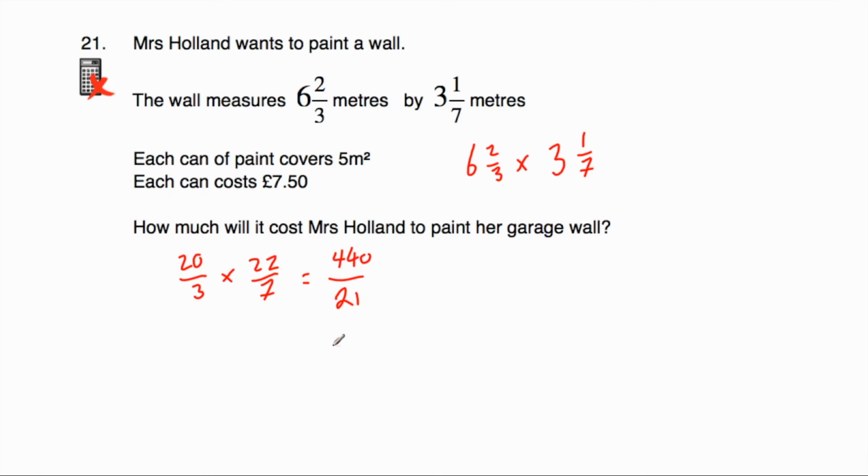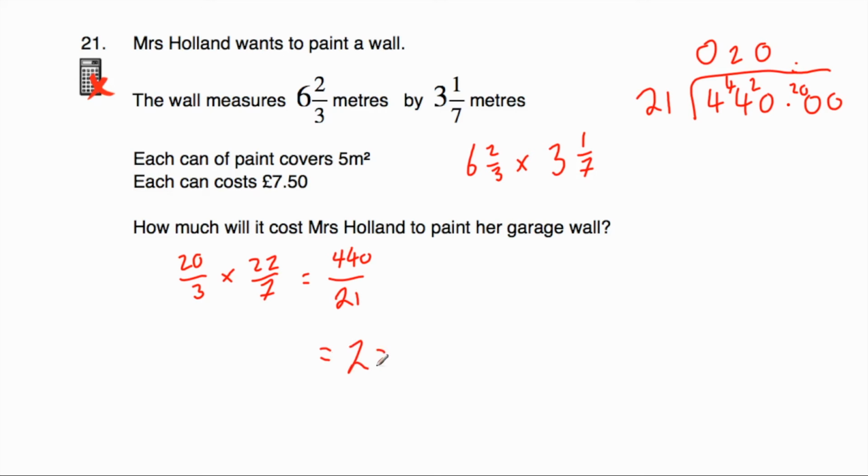Now we want to change this into a mixed number, so we want to see how many 21s go into 440. So let's do that. 440 divided by 21. So 21 into 4 doesn't go, remainder 4. We've then got 21 into 44. Well, 21 into 44 goes twice, remainder 2. 21 into 20 doesn't go, so that's 0, remainder 20, and so on. So we can see that 20 21s go into 440, and we've got a remainder of 20, so that's going to be 20 over 21. So that means the area of the wall is 20 and 20 over 21 square meters.